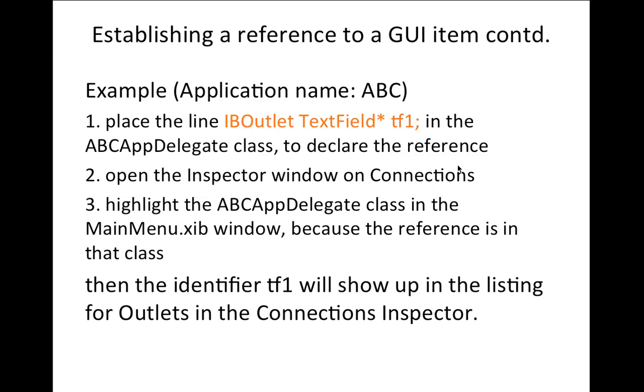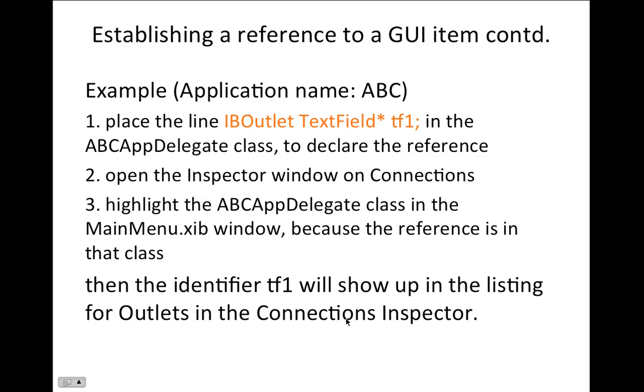In terms of establishing a reference to a GUI item, there are more options. As an example, you have an application named ABC. You could place the line IBOutlet UITextField *TF1, where TF1 is the name, in the ABC app delegate class to declare the reference. So we decide that we're going to declare this reference to this GUI element, open up the inspector window on the connections, and then connect it. Highlight the ABC delegate class in the main XIB window, because the reference is in the class, and drag it over. The identifier will show up in the listing of the outlets in the connections inspector.